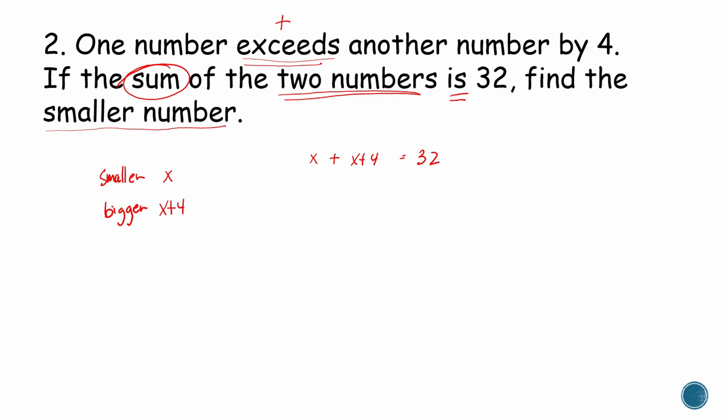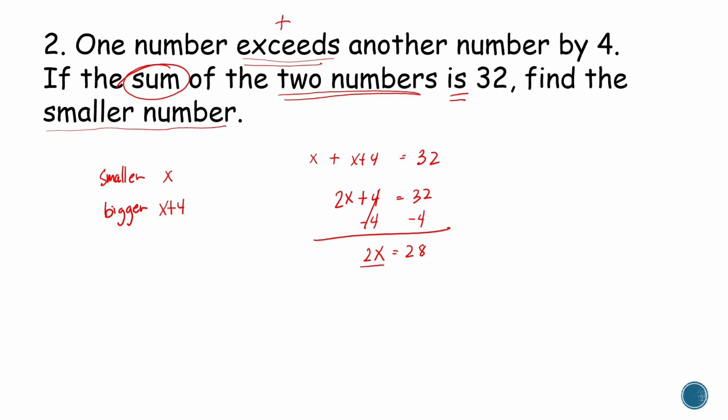The next step here is obviously to solve for x. So x plus x is 2x, plus 4 equals 32. And then minus 4 on both sides. 2x equals 28.